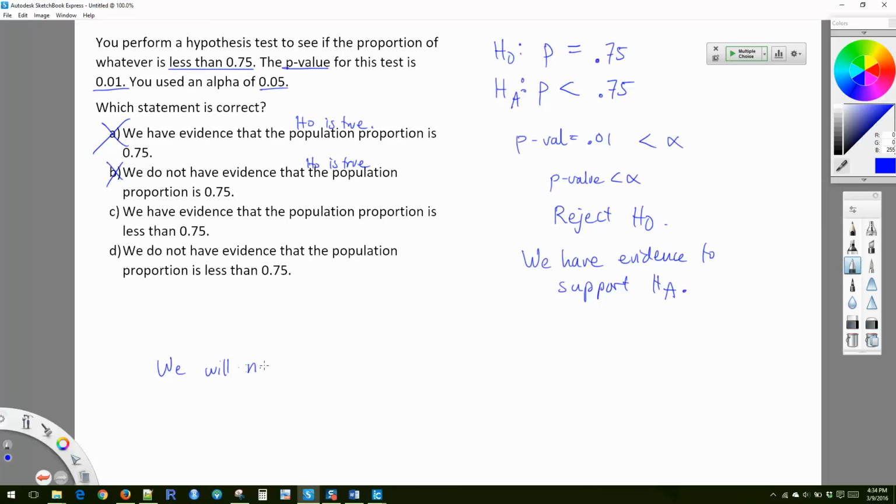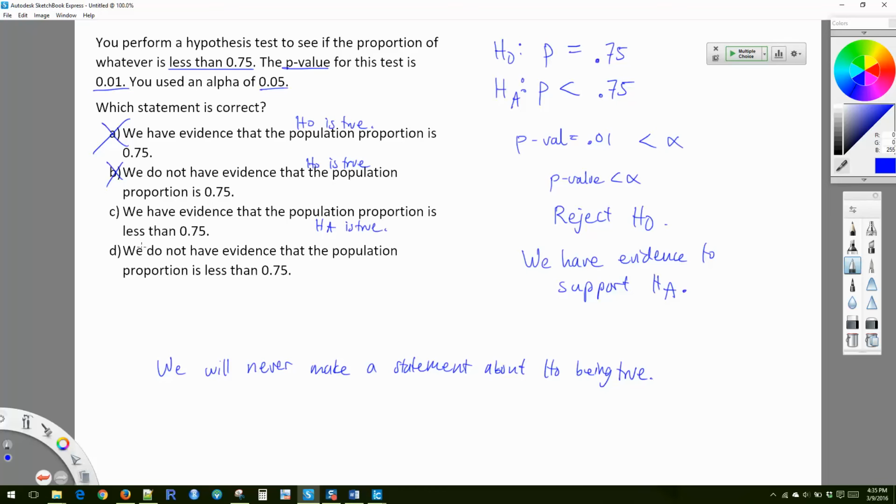We will never make a statement about the null hypothesis being true. We have evidence that the population proportion is less than 0.75. This is correct, because we have rejected the null, so we have evidence to support the alternative. This is basically saying the alternative is true.